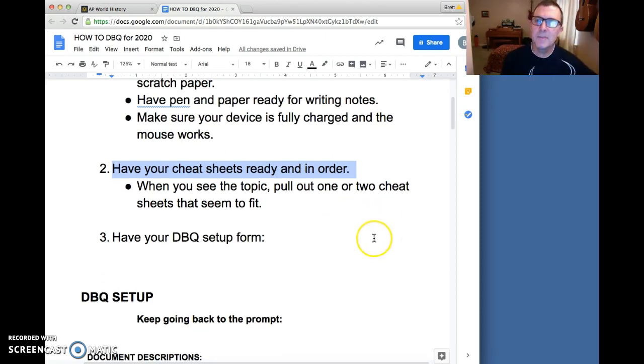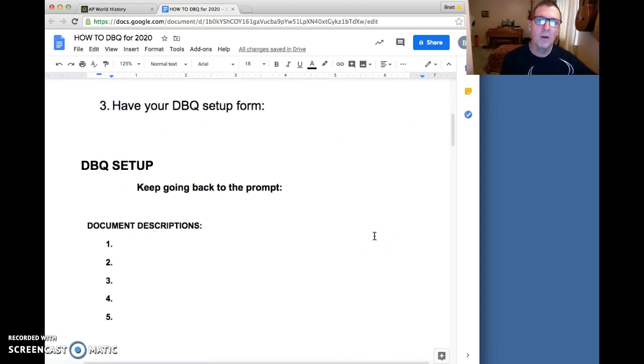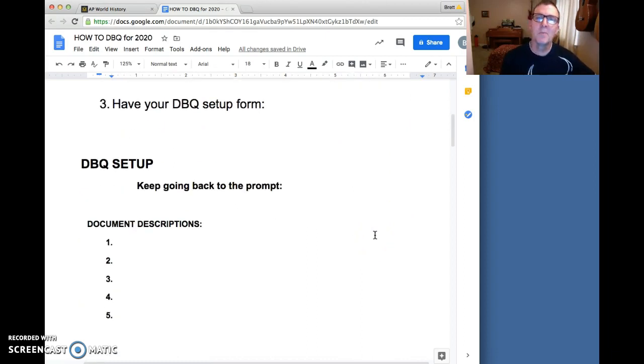And then have your DBQ setup form. All year long, we've been using this form. You remember how way back in September I said, hey, don't get too used to the form. You need to memorize the way we go through a DBQ setup. And at some point, I'm going to zoink, take that DBQ setup form away from you, and you have to remember it. No, you don't. Not this year. You can have the form with you.